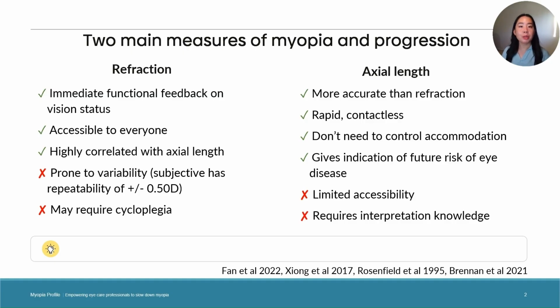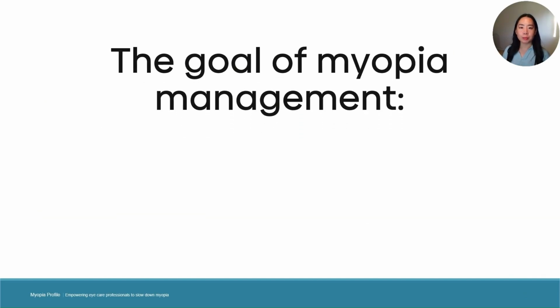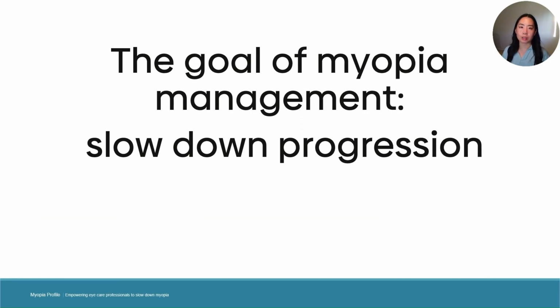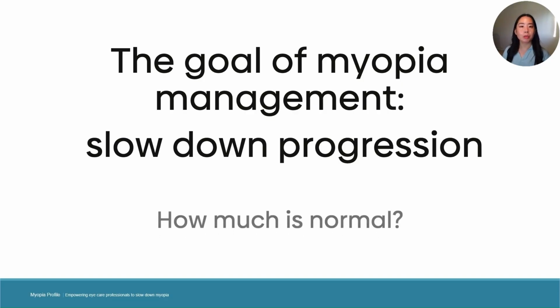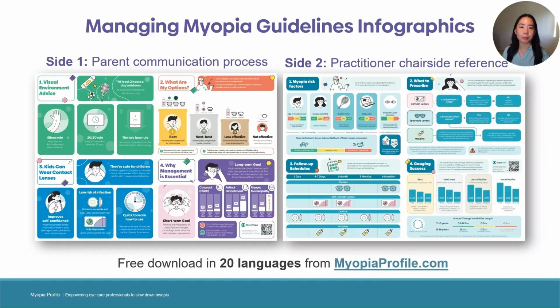Now, measuring myopia progression using axial length definitely has a lot of advantages. It may very well become the standard of care in the future, but no matter what you have access to, you can and should still provide myopia management to all your patients. The goal of myopia management is to slow down progression. So it becomes really important to understand how much progression is normal and how much progression is too much.